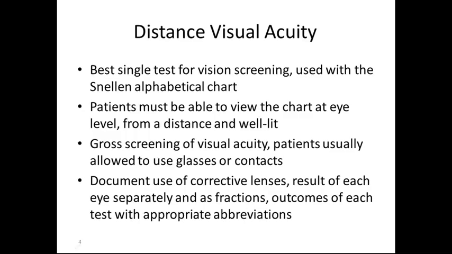Distance visual acuity. The best single test for vision screening is used with the Snellen alphabetical chart. Patients must be able to view the chart at eye level from a distance of 20 feet in a well-lit area. For gross screening for visual acuity, the patient usually is allowed to use glasses or contacts.